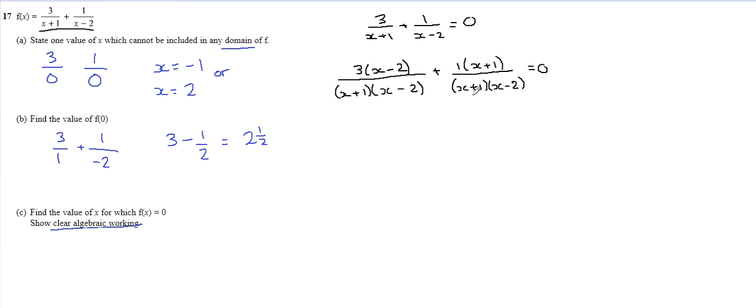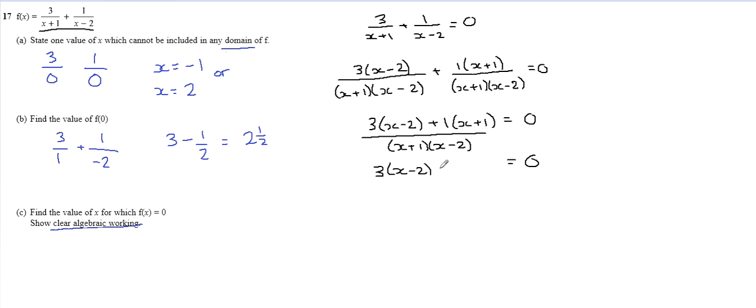Okay, so when the denominators are the same, we can join them together. So we're going to have 3 lots of x minus 2 plus 1 lot of x plus 1. This is all equal to 0, and we have this common denominator of x plus 1, x minus 2. Now we have a fraction and we have this division which we need to remove to solve, so we're going to times by all of that. Because it's equal to 0, when we times this by 0, that's still going to be equal to 0. It in a way cancels itself out. So then we're left with this on the top.